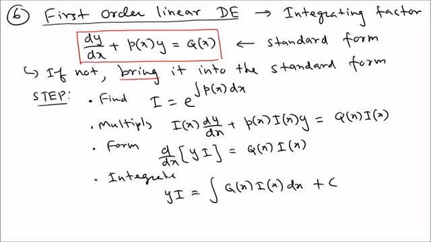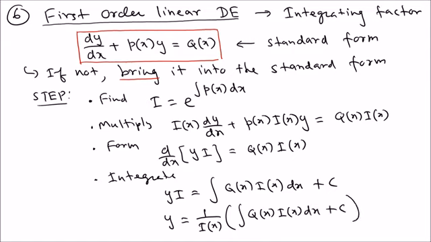Now what we need to do is solve for y, so you divide by I. That means y is simply, you're going to divide by the I term. So you're going to get the bracket, and inside that we have Q(x) I(x) dx plus c. So those are the steps.